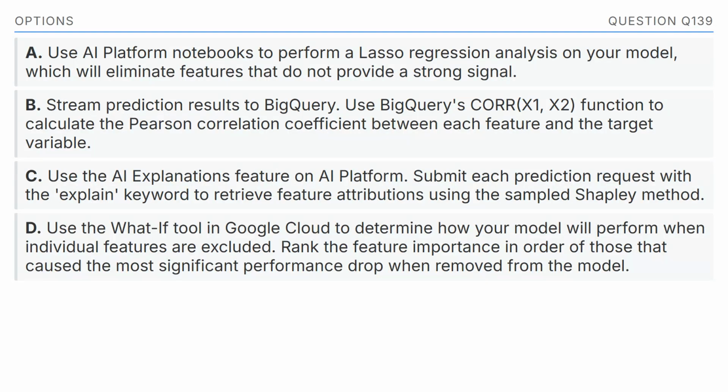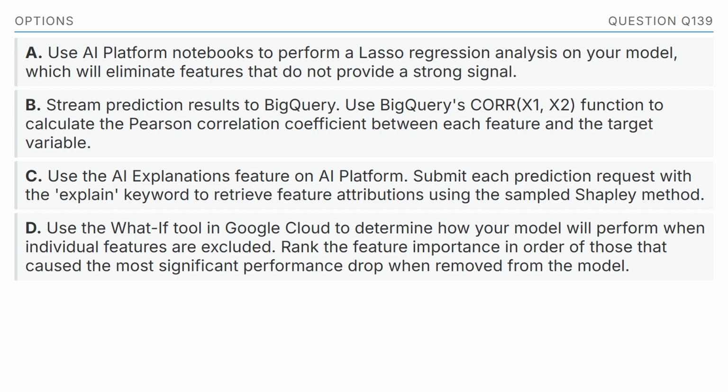The options are: Option A, use AI platform notebooks to perform a lasso regression analysis on your model, which will eliminate features that do not provide a strong signal. Option B, stream prediction results to BigQuery. Use BigQuery's corr(X1, X2) function to calculate the Pearson correlation coefficient between each feature and the target variable. Option C, use the AI explanations feature on AI platform. Submit each prediction request with the explain keyword to retrieve feature attributions using the sampled Shapley method.